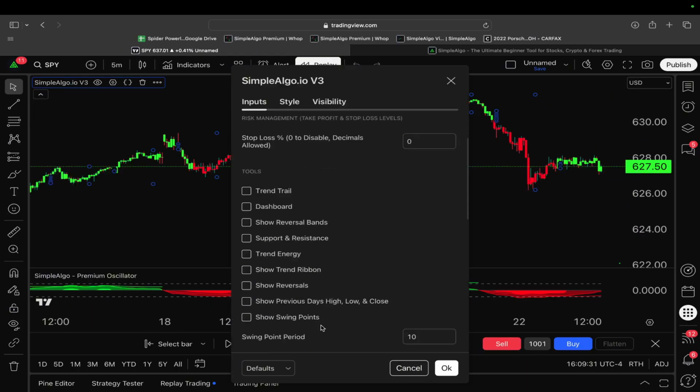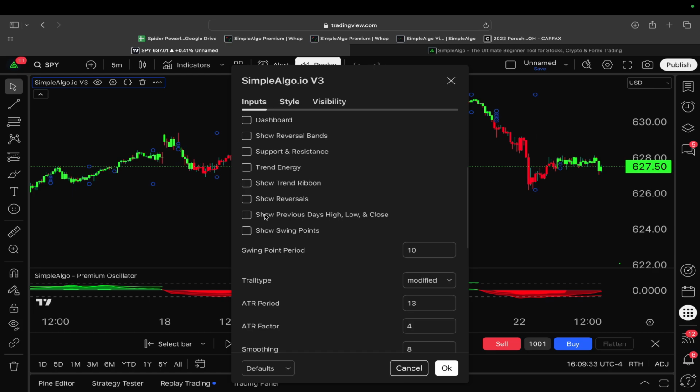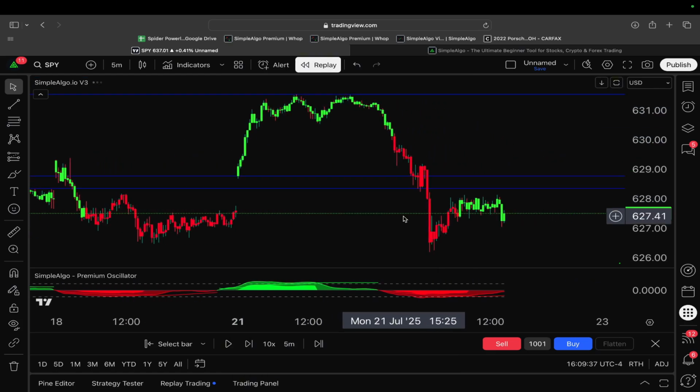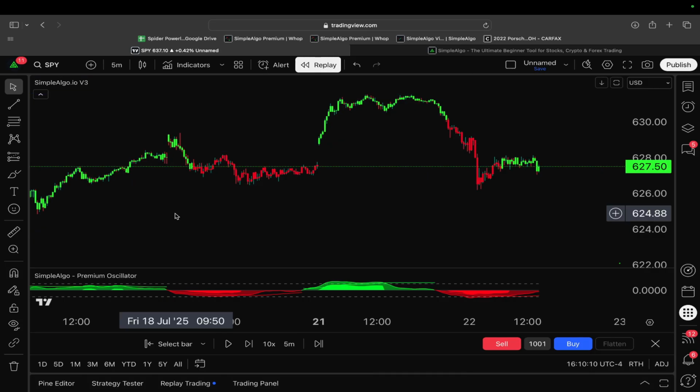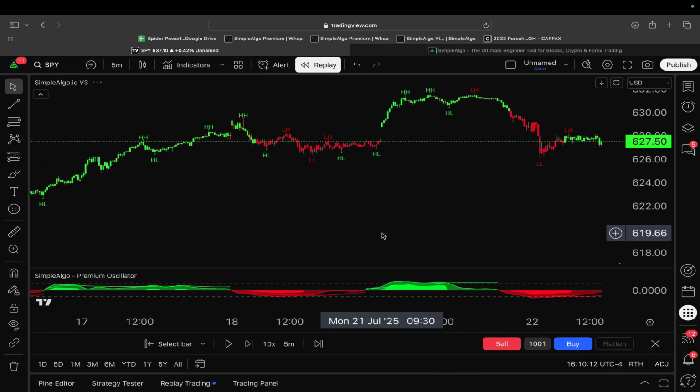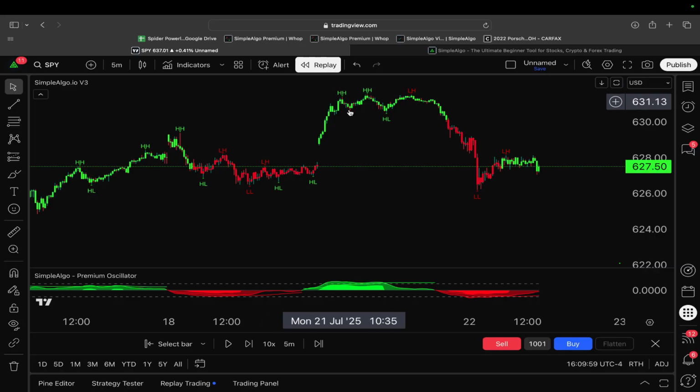Now, this is a good one for all my stock traders. You can enable this feature right here, which shows you the previous day's high, low, and close. So a lot of people like to trade the breakouts or the bounces from the previous day's high or the previous day's low. So this can be a really useful feature. And we also have the show swing points feature, which shows you the higher lows and higher highs, lower lows and lower highs. This is important for all my trend traders out there.